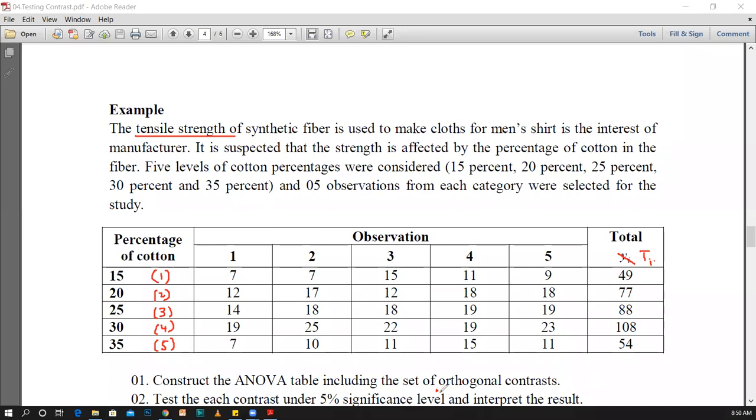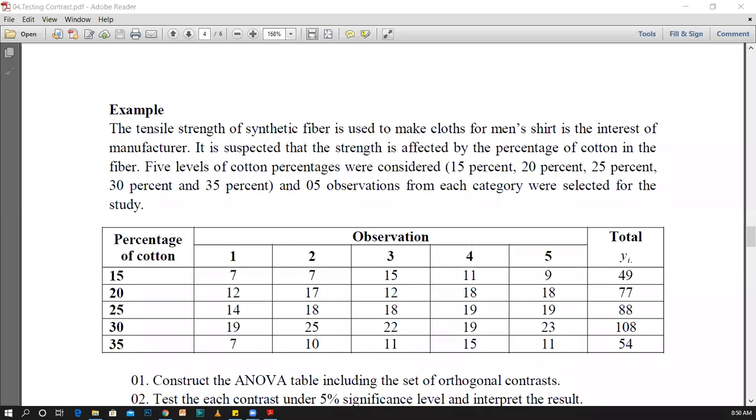Now we are asked to construct the Anova table including a set of orthogonal contrasts. Actually, this should be independent orthogonal contrasts. There can be several, even many more contrasts, but we are just asked to construct the Anova table including a set of independent orthogonal contrasts, and then, as the next part, to test each contrast at the 5% significance level and interpret the result. This is what we need to do now.